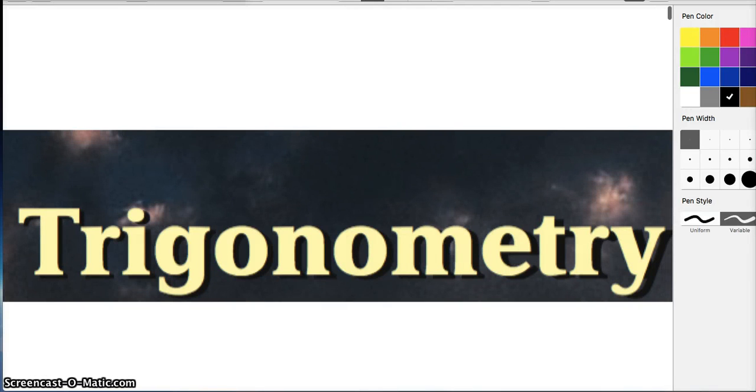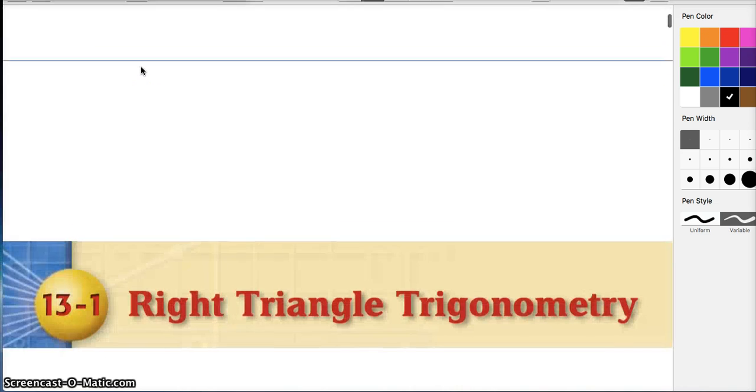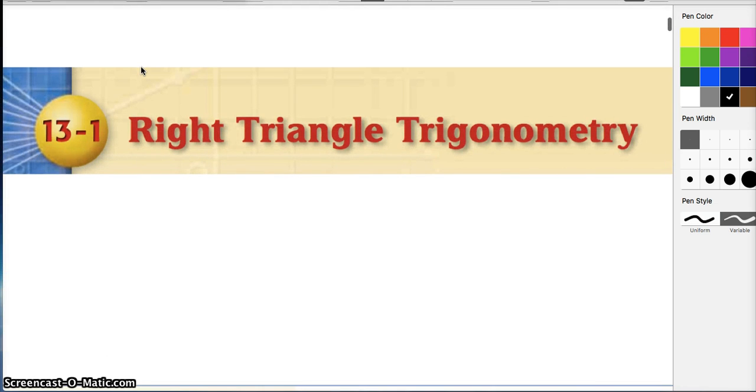Hey, Algebra 2 friends, here we are looking at trigonometry. We're going to be finishing up the year with trigonometry in chapters 13 and 14. So let's get started. We're going to focus right now on section 13.1, where we're going to deal with right triangle trigonometry.